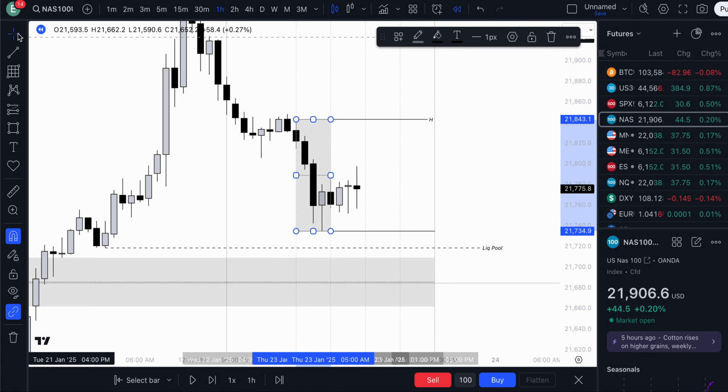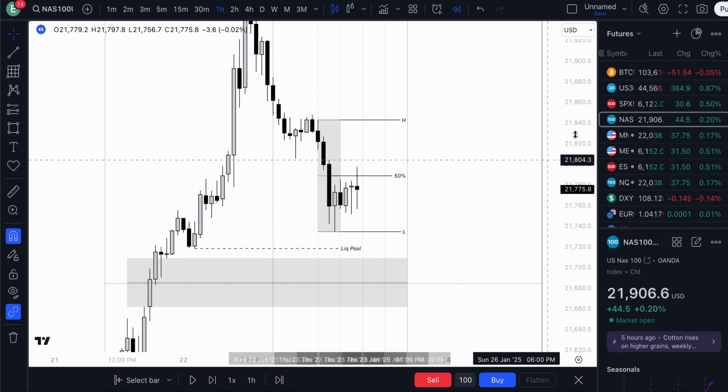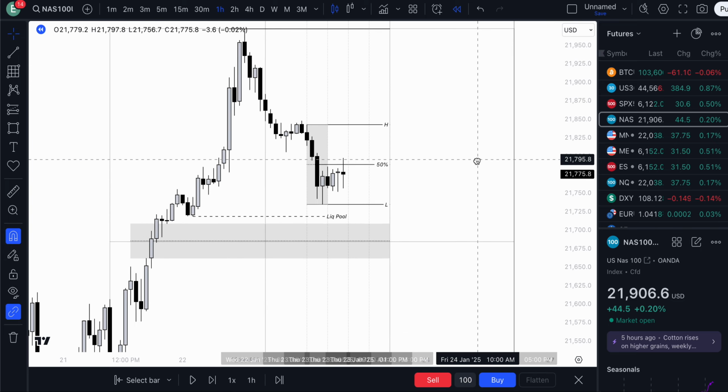We can mark out the 50%. Let's label the low. What I was originally expecting, you can also see we have this liquidity pool lying right here, this swing low, resting above. So we have all the elements of a pretty good trade setup.